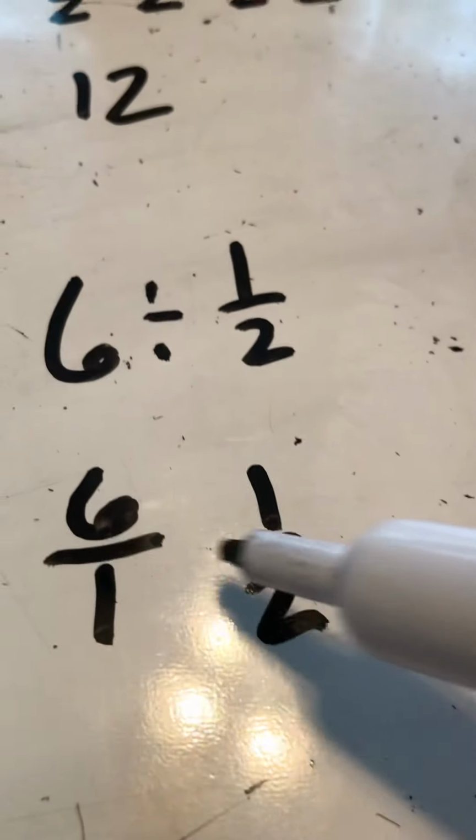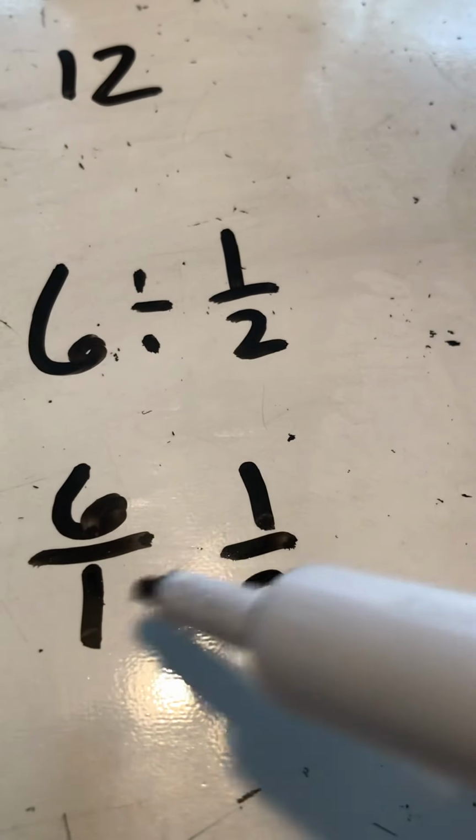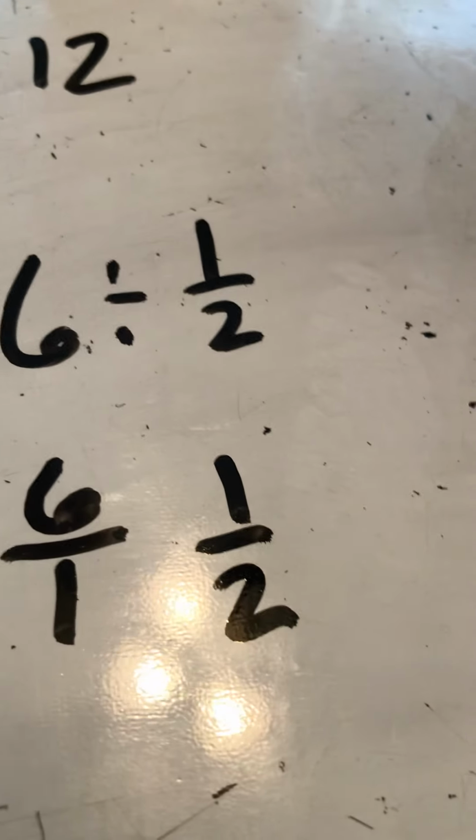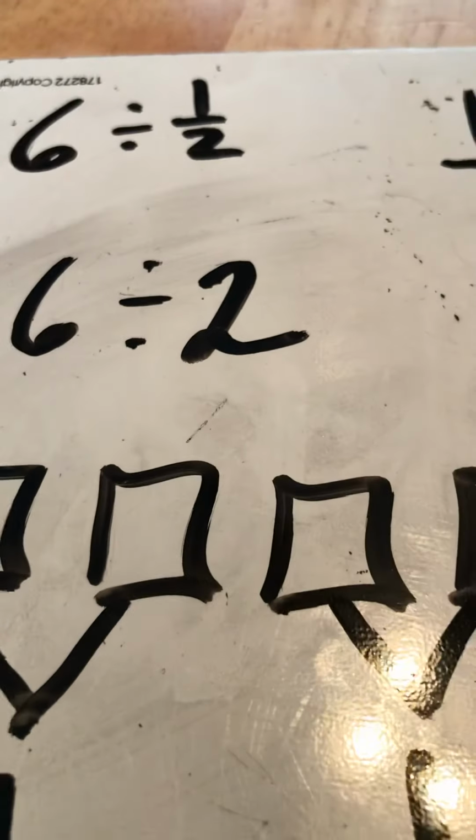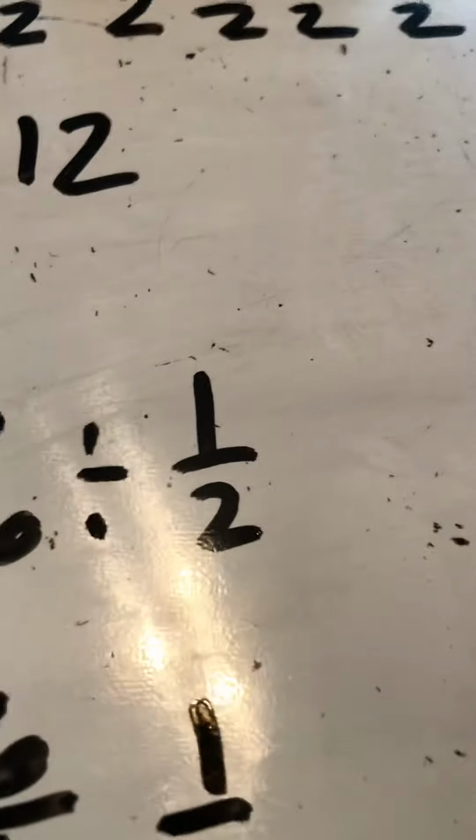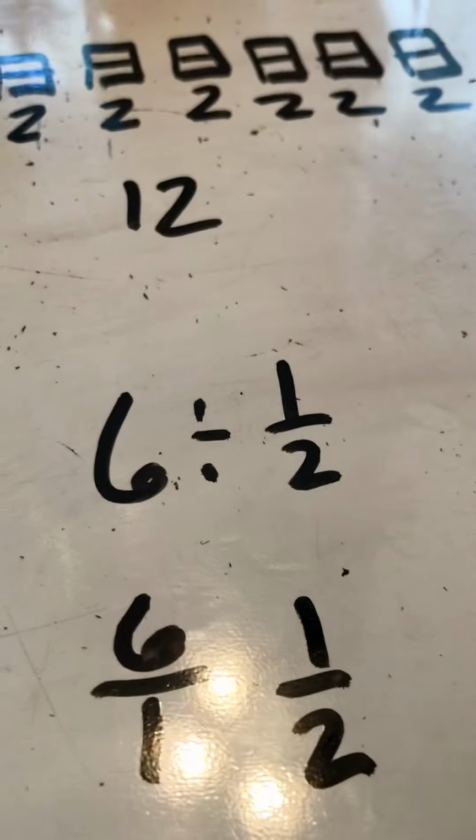So how can I make this answer 12? 6 times 1 is 6. 1 times 2 is 2. So that would give me 3. That'd be right back over here with the whole number kind of theory. But this is division of fractions.